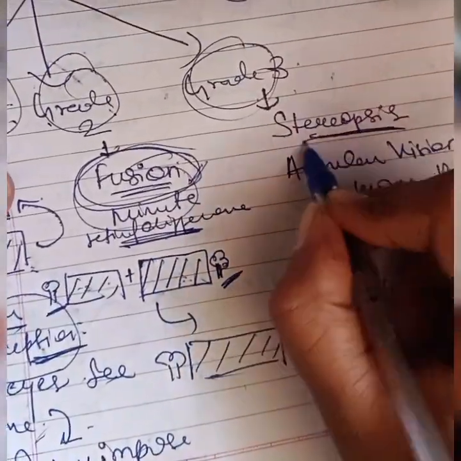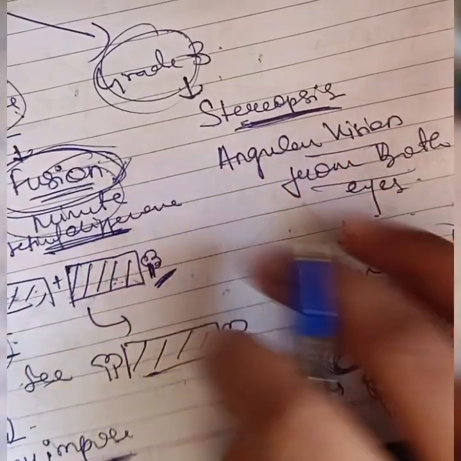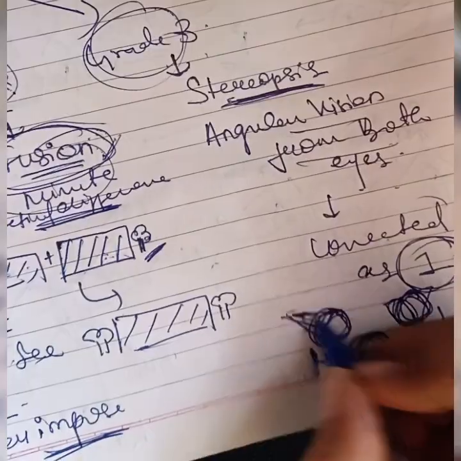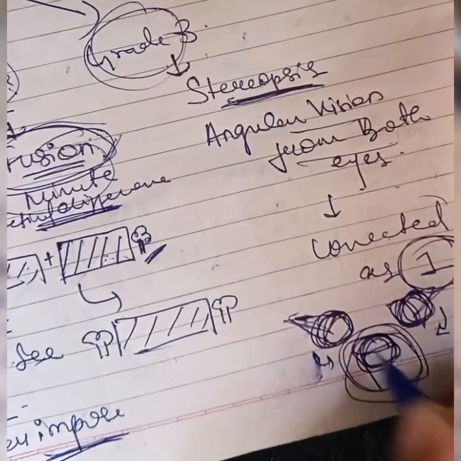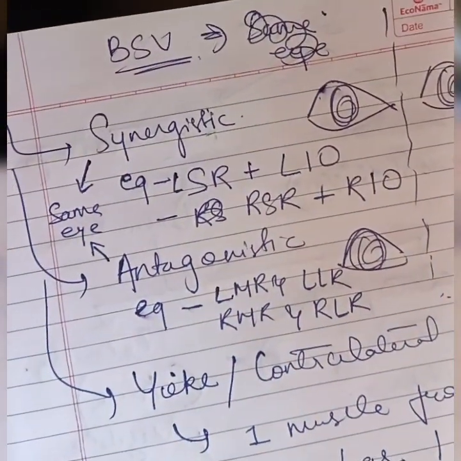Third is stereopsis. Stereopsis means angular vision from both eyes, which is again connected by our brain as one. So if you see a pot from this angle, the final image, those differences are again gone.